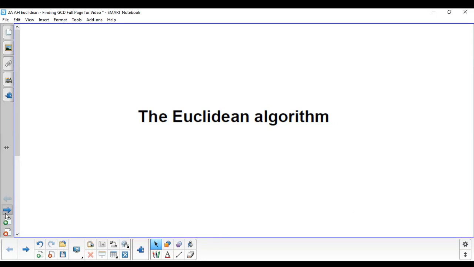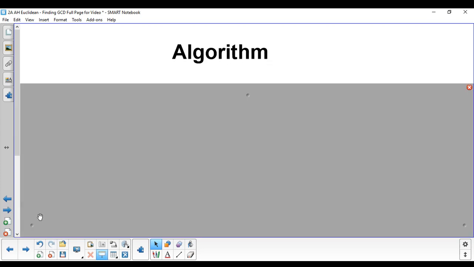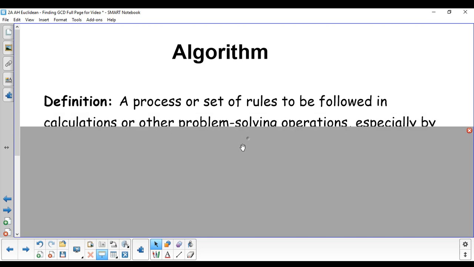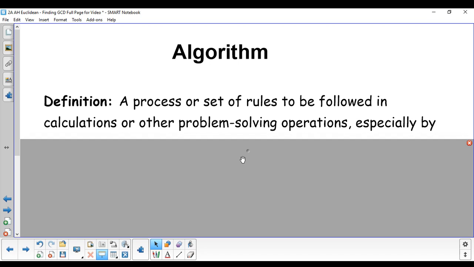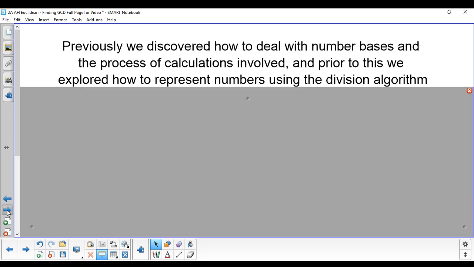The Euclidean algorithm. In number theory, they say maths is the queen of sciences and number theory is the queen of maths. Now, what we're going to do is explore the Euclidean algorithm. First of all, we'll look at what an algorithm is. It's a process or set of rules to be followed in calculations or other problem solving operations, especially by a computer. So, by doing lots of iterations, we will solve problems.